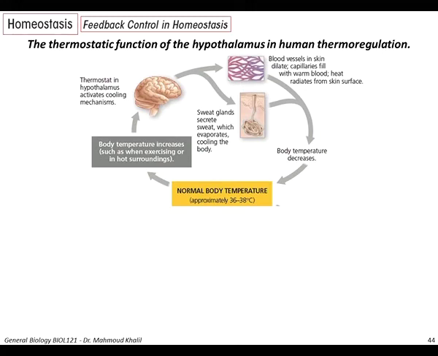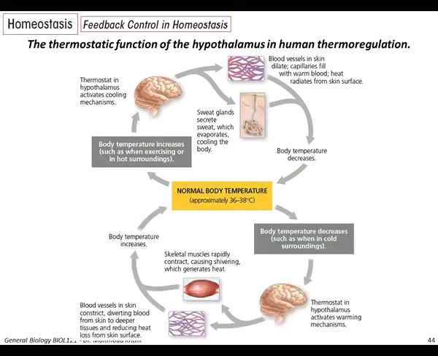Blood vessels in the skin dilate. These blood vessels are full of warm blood, so heat radiates out from the skin surface. Another effect is that the sweat glands start to secrete sweat, which evaporates, cooling the body, and then the body temperature decreases.